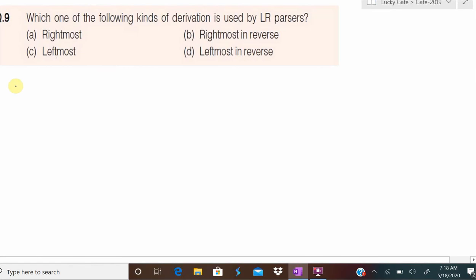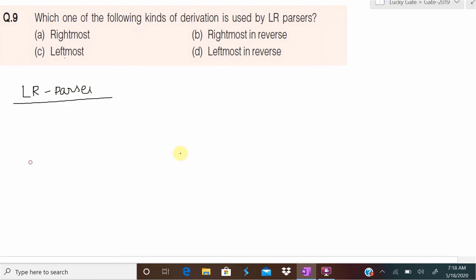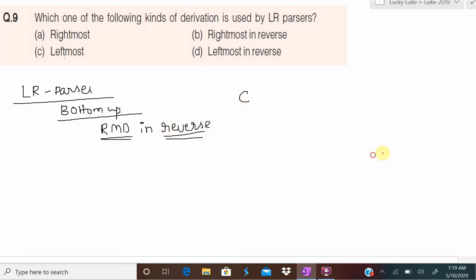Here it is a GATE 2019 question asked for 1 mark. Now the question is, which one of the following kinds of derivations is used by LR parsers? An LR parser is a bottom-up parser. Keep in mind it is a bottom-up parser, and bottom-up parsers use rightmost derivation. We call it RMD, and it uses this RMD in reverse. Now you may ask me a question, what is RMD in reverse? Before I give you an example, first we conclude the answer is rightmost in reverse.